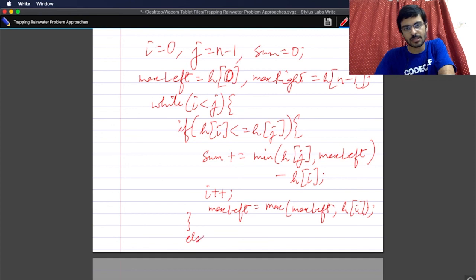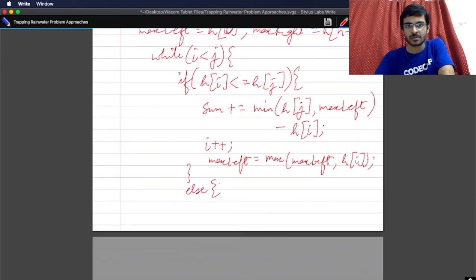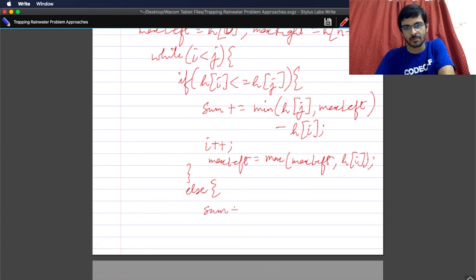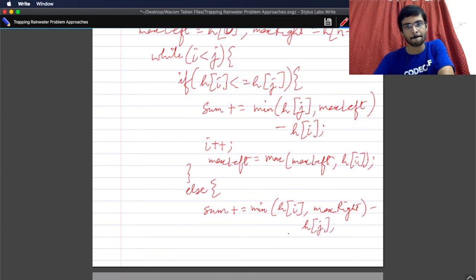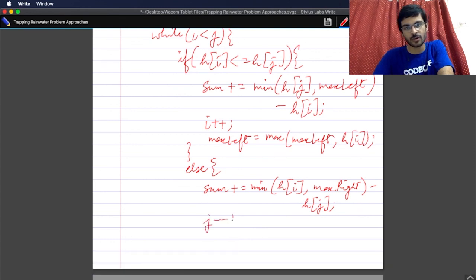Else what shall we do? Something like this. Else sum plus equals to minimum of hi comma max right minus hj. Makes sense? And we'll say j minus minus, because j is the smaller one. We have filled water and we are done. We don't need to see anything between the i and j to find out if we can store more water.